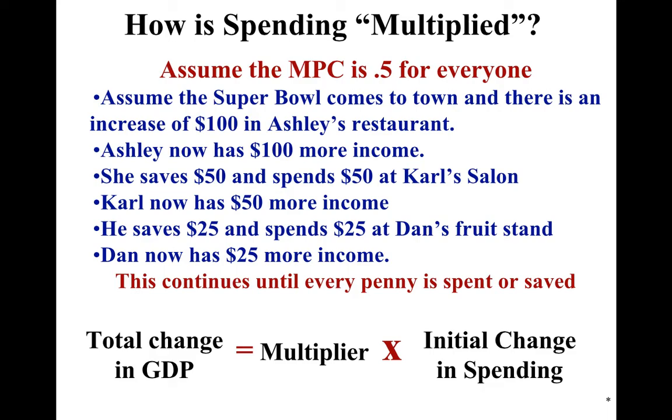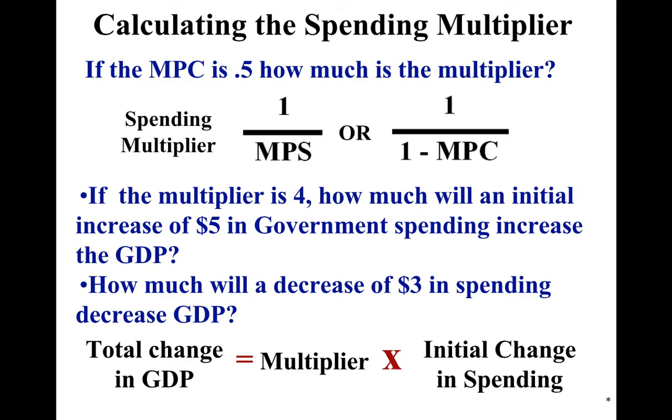So we get an equation where we use this multiplier. If we want to figure out how much GDP changes, so go back to that original graph of the 100 billion, the multiplier times the initial change in spending equals the total change in GDP. Well, how do we find the multiplier? Here's the spending multiplier. It's 1 over MPS, or, as you know, MPS also equals 1 minus MPC, so it's 1 over 1 minus MPC. So if the MPC is 0.5, how much is the multiplier? 1 over 0.5 equals 2, right? Good.